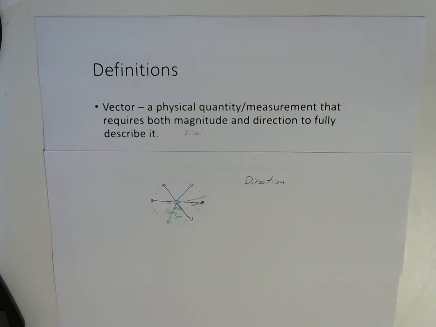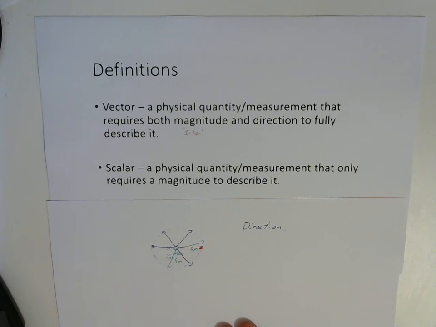So what else have we looked at that doesn't need a direction? Now these are a lot more common in science. Things like mass, time, temperature, energy. None of these have directions, and these are called scalars. Now this is our definition for a scalar. A scalar is a physical quantity or measurement that only requires a magnitude, remember magnitude means size, to describe it.